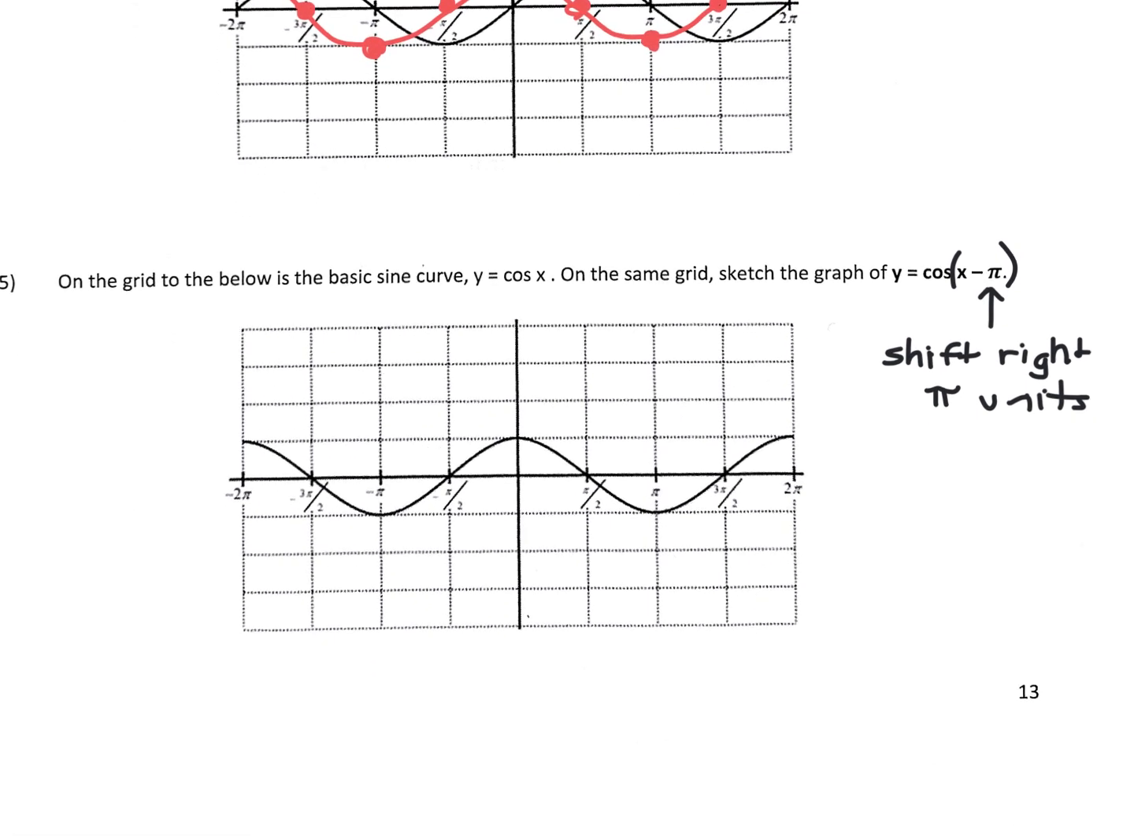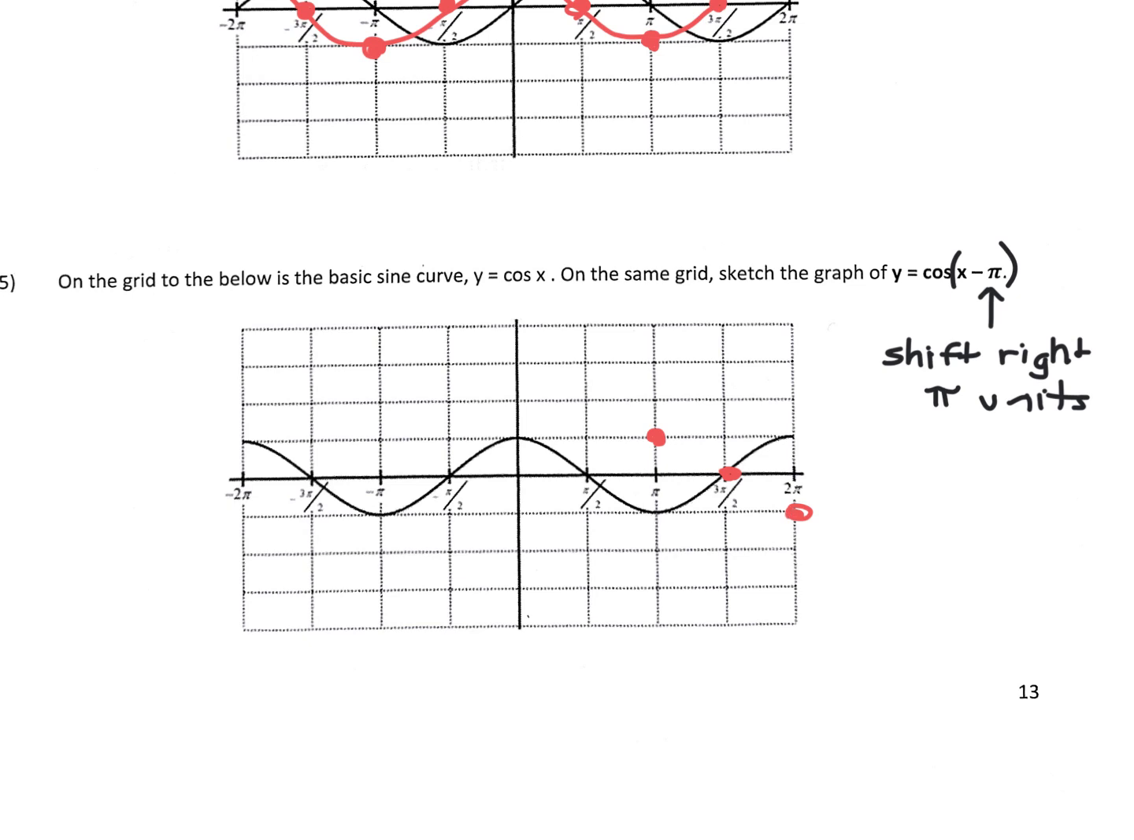This one, they want us to take cosine and shift it to the right pi units. So if I were to take this and shift it to the right pi units, wouldn't this point wind up pi units over? So really, according to this graph, 2 boxes over. If I take this point and shift it pi units over, it's 2 boxes. So you're really just shifting each of your points 2 boxes over.